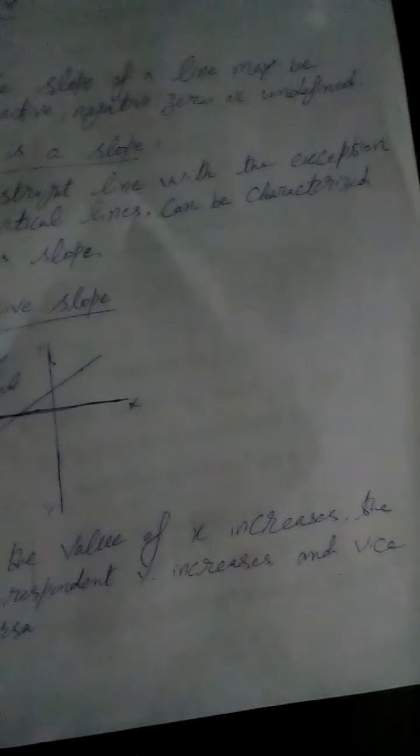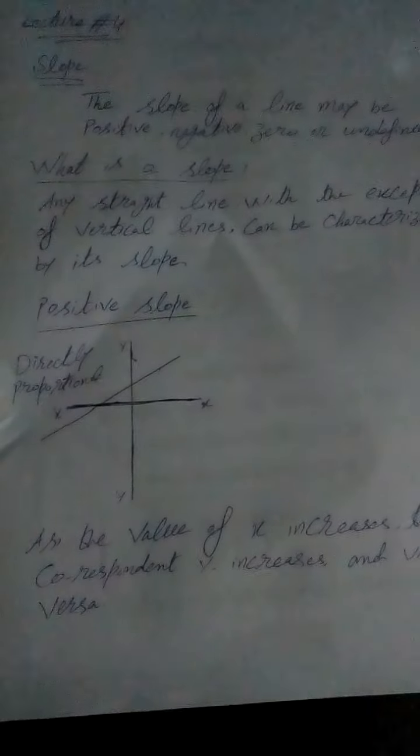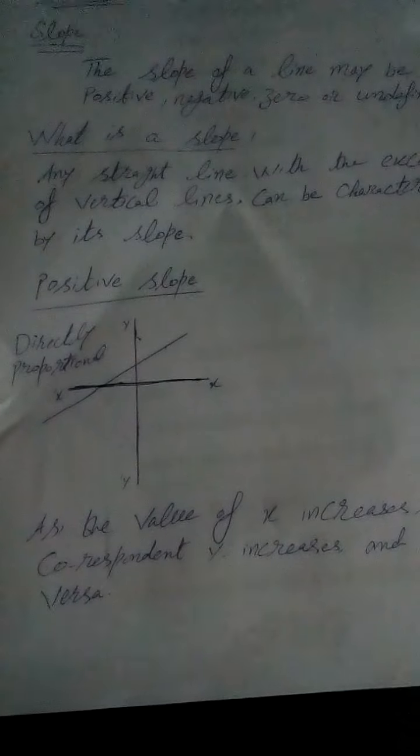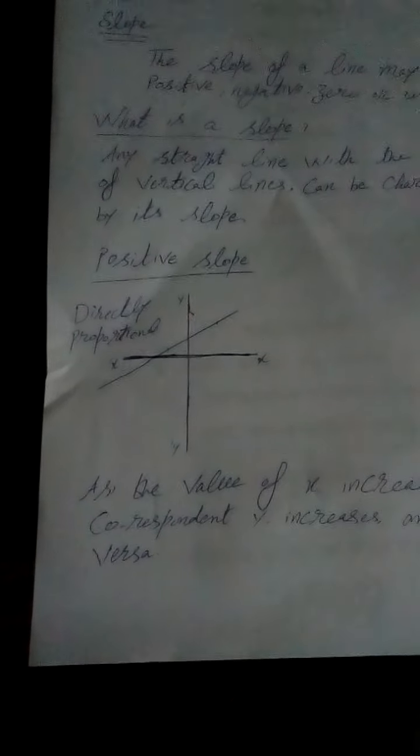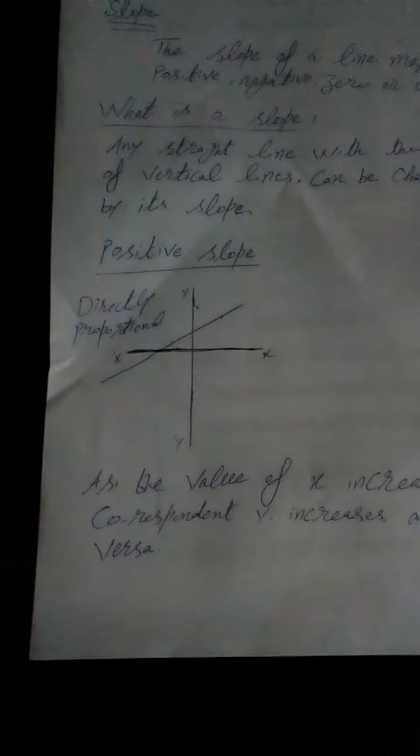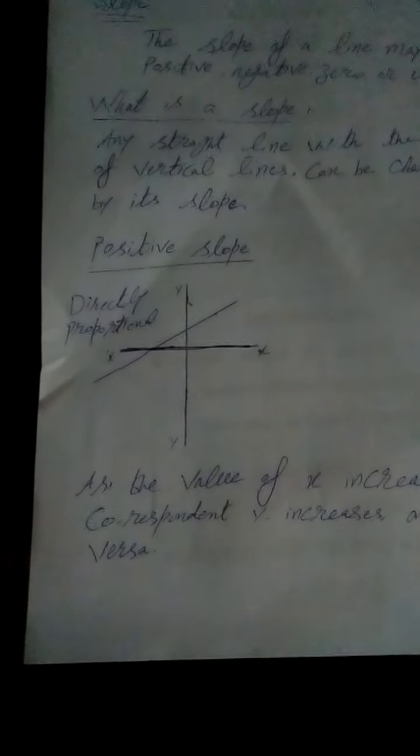Now we have started slope. So first of all, we should know what is slope. Any straight line, with the exception of the vertical line, can be characterized by its slope. You can say that this is a slope which is actually in between the x-axis and y-axis, and it shows the correspondent value on any graph. It would be called slope.